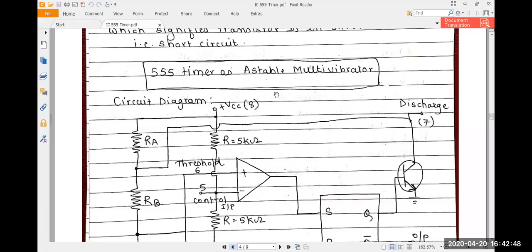Now, if you see the circuit diagram of the 555 timer as an astable multivibrator, you can see the only difference from the basic 555 IC circuit diagram is that pin number 7 is connected to a point between the external resistors RA and RB, and these external resistors are connected to pin number 8, which is plus VCC, and a capacitor is also connected in the circuit, which is an external component.